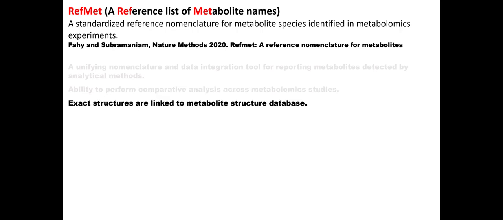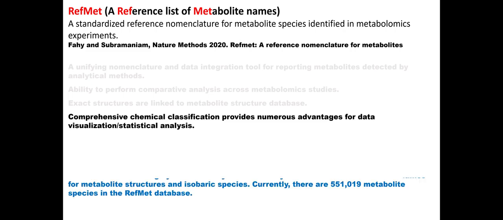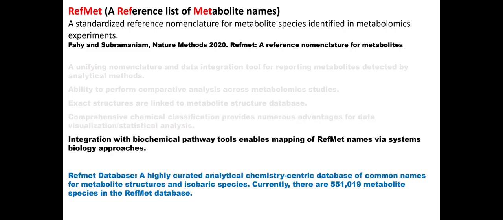In the reference system, for many of the metabolites, the exact structure has also been linked to a metabolite structure database. And then a comprehensive classification system is provided based on various levels of details, which is used for data visualization and statistical analysis. And all this facilitates integration with biochemical pathway tools that help us map these metabolites to different pathways for further interpretation and annotation of these metabolites.